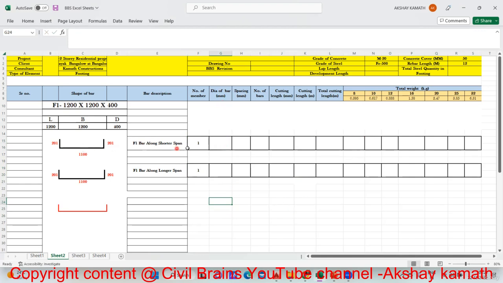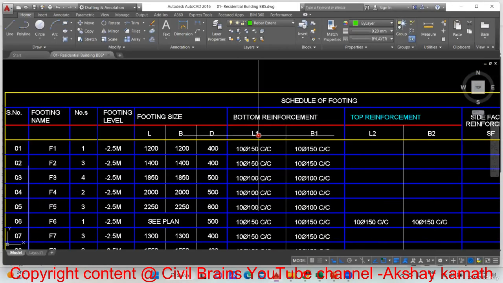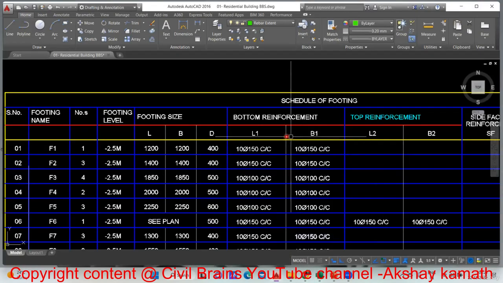Next is dia of bar. Again, dia of bar in the shorter span, we should check the drawing. So I'll go back to the drawing. So this is my L1. See, always remember, I have written here shorter span and longer span. But in AutoCAD, it is mentioned L1 and B1. So wherever L is mentioned, it means it's a longer span. B means it is a shorter span. B means along the breadth. L means along the length. So along the length it is 10 diameter bar, and along the breadth it is also 10 diameter bar.